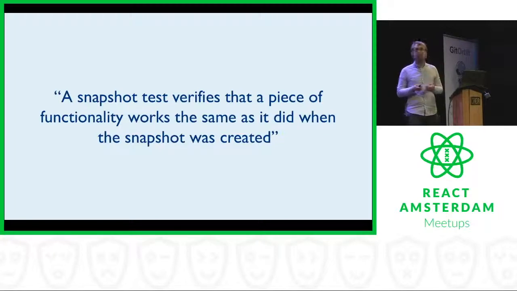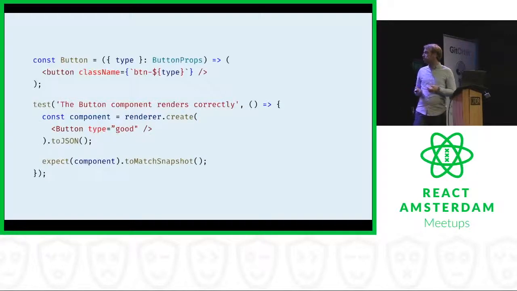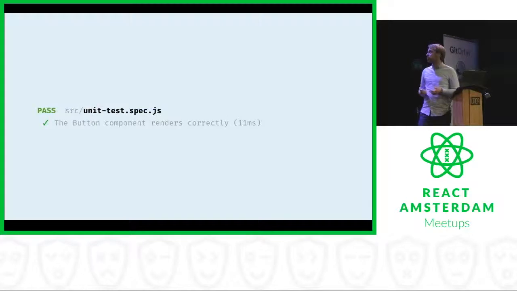So for example, I have here again a simple button component which takes a parameter with a type, which should be a string. It makes that into a class name. And in here we have the snapshot running. It uses a helper function created by the React team to turn a component tree into a JSON object, so that JSON objects can be stored, and next time the test will run, it will compare those two JSON objects and see if anything has changed.